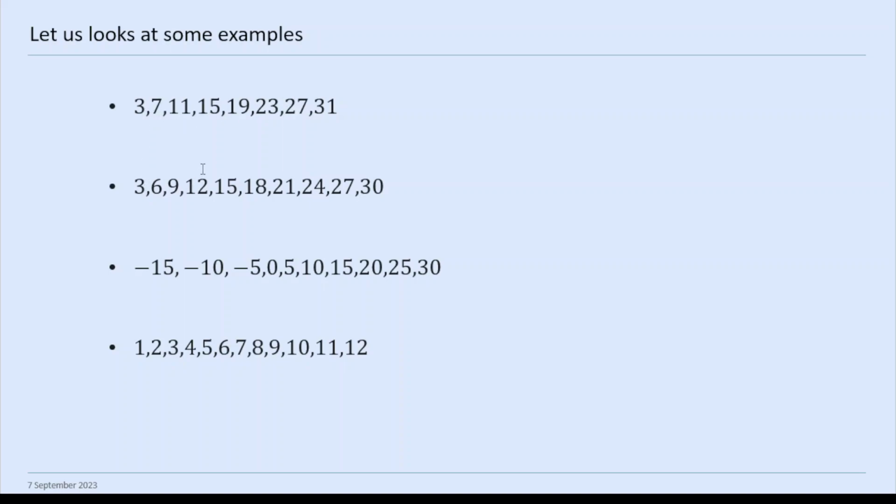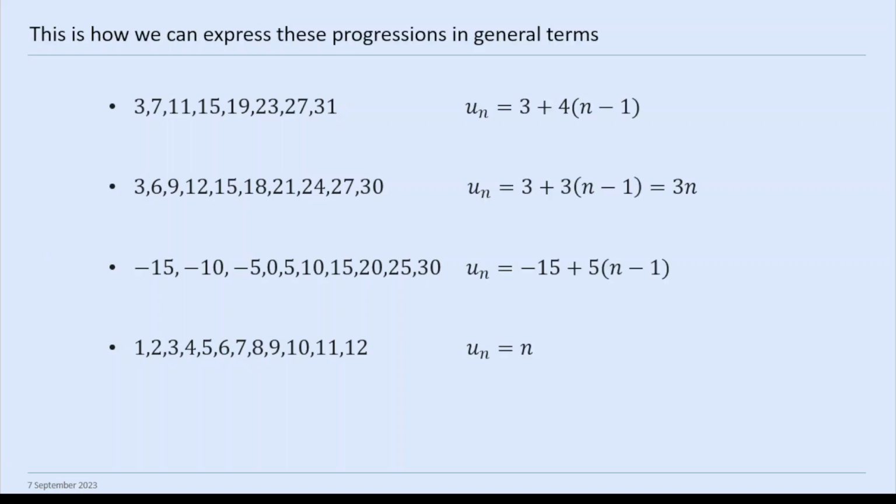In the next one the difference between the numbers is 3 and the initial number is 3, so this is just a 3 times table. In the next one the difference is 5 and the initial number is minus 15. So you get some negative numbers and then you get to the 5 times table, and the last one the difference is 1. The first number is 1. This is just the counting numbers. So the counting numbers are an arithmetic progression, and we'll use that more a bit later on.